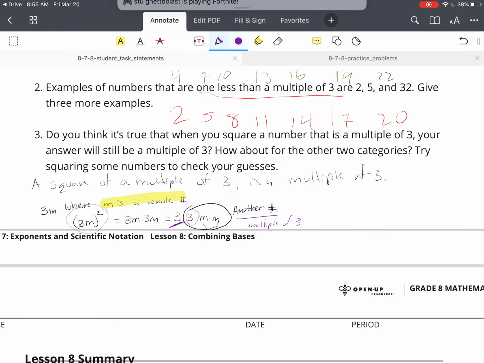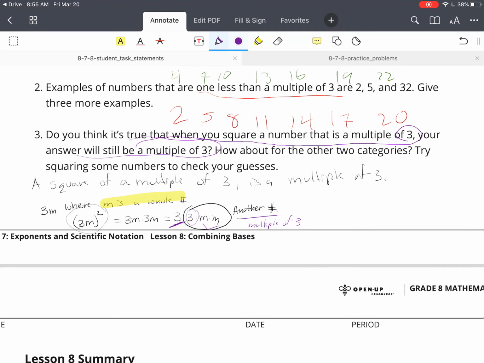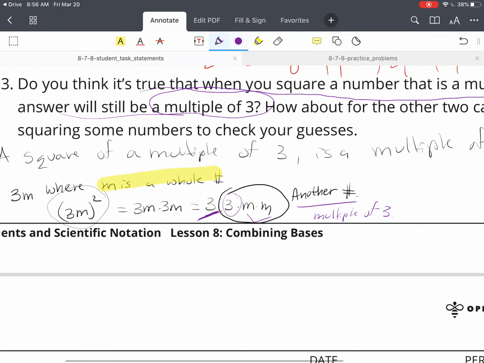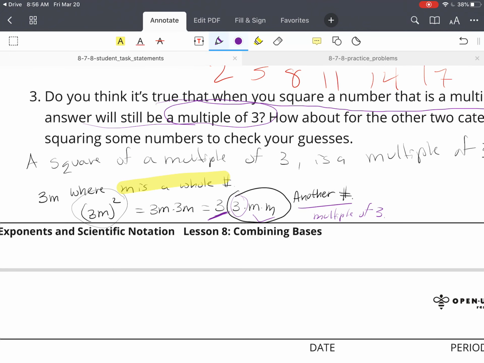So to answer your question, I'm not even going to check my answers. Do you think it's true when you square a number? No. Do you think it's true when you square a number that is a multiple of 3, your answer will still be a multiple of 3? Yep, we just saw it right now.